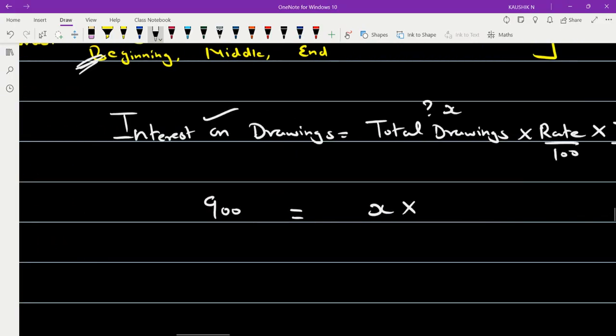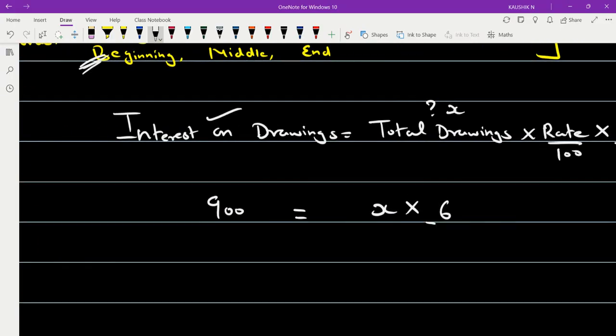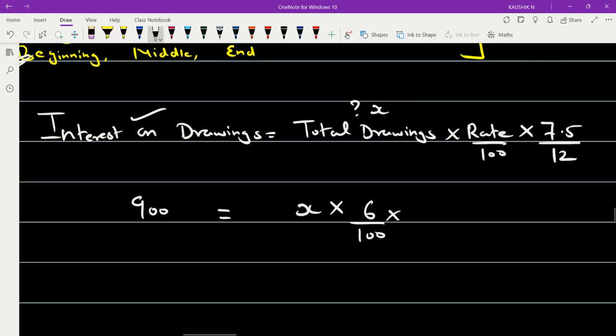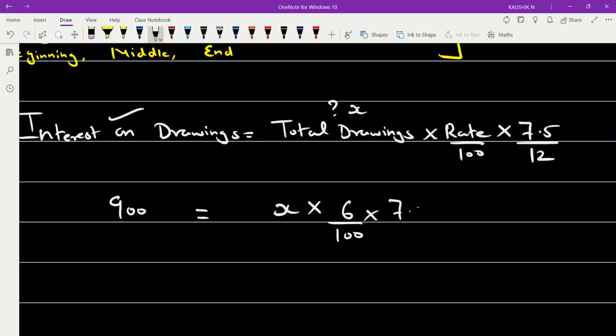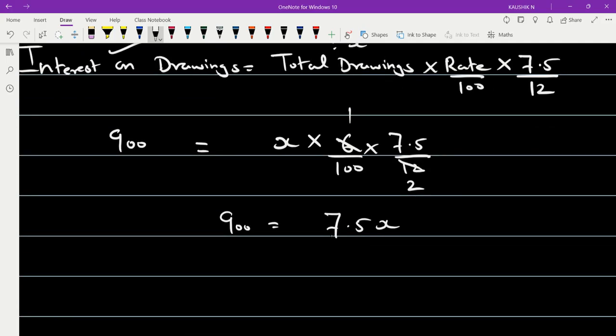Yes. So you are going to apply 6 by 100 into the table value, 7.5 by 12. Now how is the value? 900 is equal to x into 1, 1x, 1x into 7.5 is 7.5x, and in the denominator you have 100 into 2, which is 200, right?